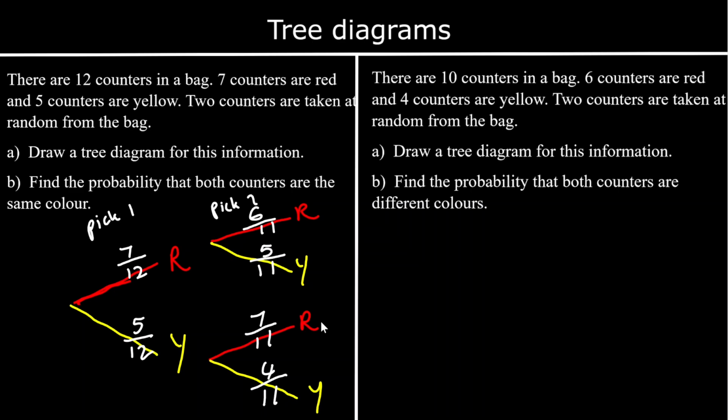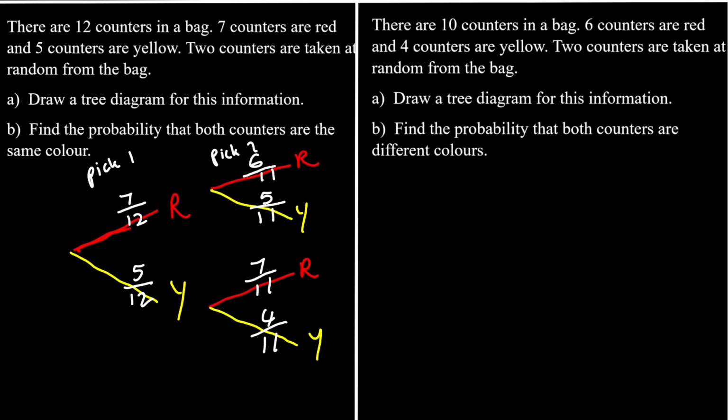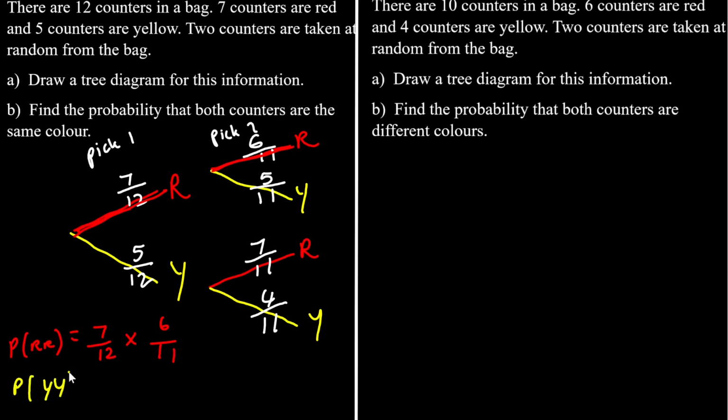Find the probability that both counters are the same color. So to find a probability, so red, red, we multiply across the branches. So red, then red again. So the probability of 2 reds is 7/12 times 6/11. And the probability of 2 yellows, 5/12 times 4/11.